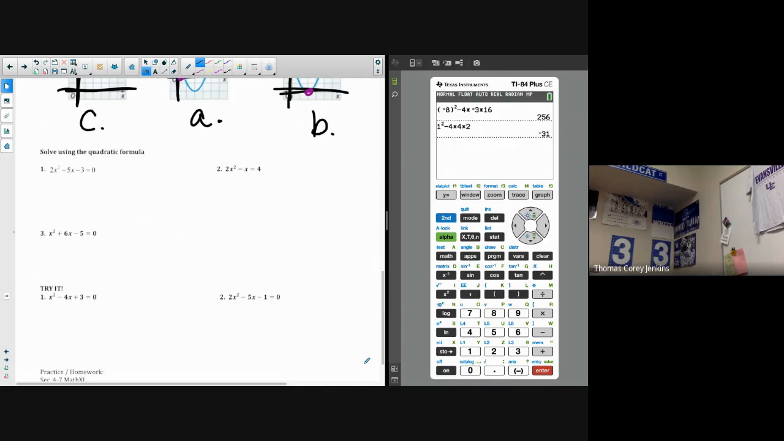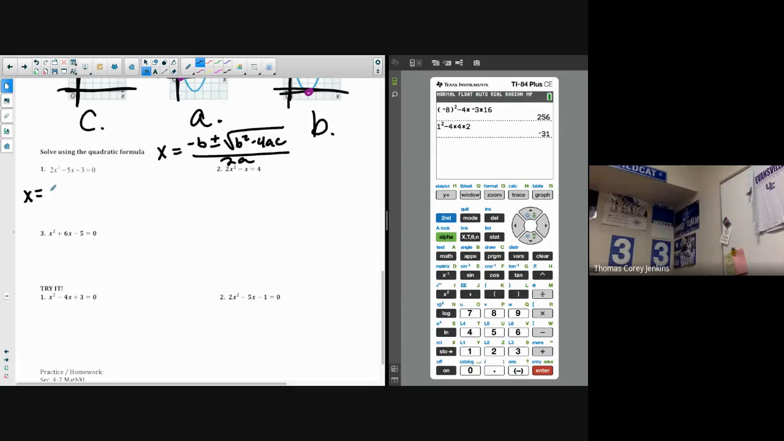All right, now let's do a couple, and then I'll leave a couple for you. It says solve using the quadratic formula. All right, so let's go ahead and do that. So this is x equals negative b plus or minus the square root of b squared minus 4ac, all over 2a. All right, so I'm going to show it with everything subbed in first.